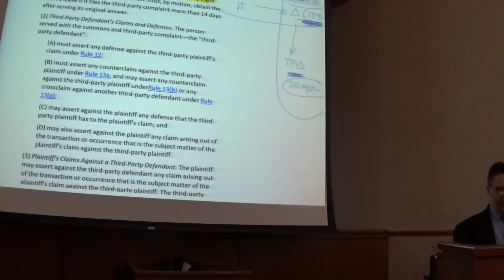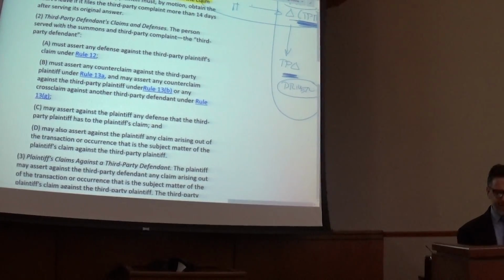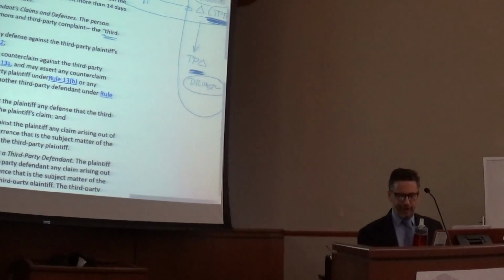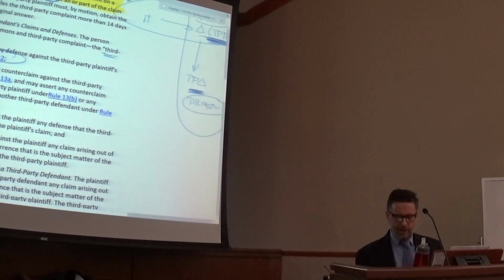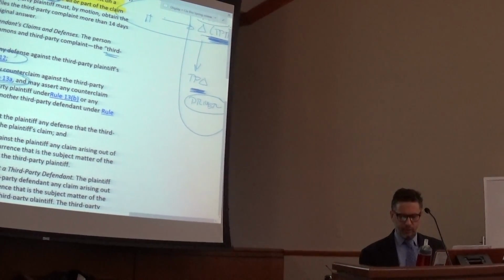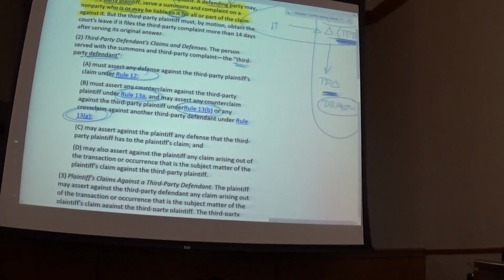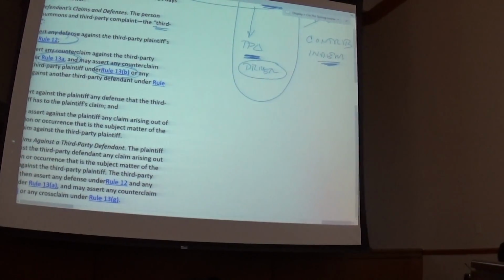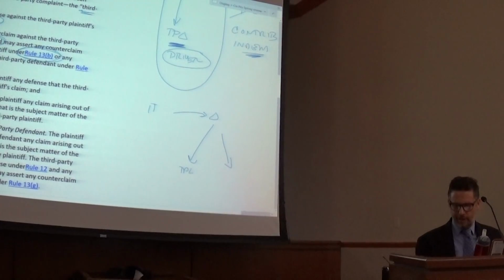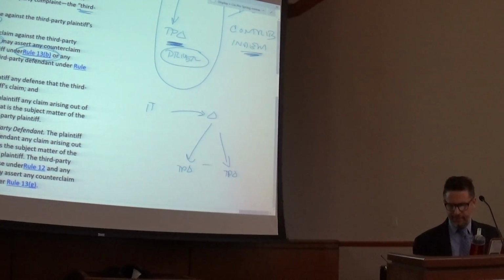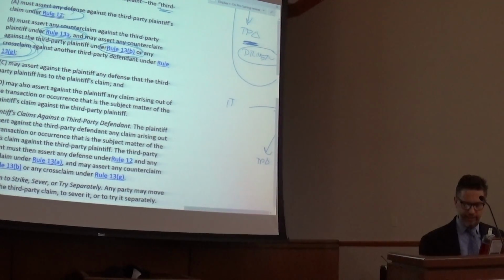Things get interesting with Rule 14, lots of things. I'm not going to go into all the detail. Obviously, the third-party defendant here, like the truck driver, has to assert any Rule 12 defenses or lose them. Has to assert its compulsory counterclaims, may assert its permissive counterclaims. It may assert cross claims if there's other third-party defendants. So if you have P, D, and then you have 2 TPDs, right? Then these folks can assert cross claims pursuant to 13G.